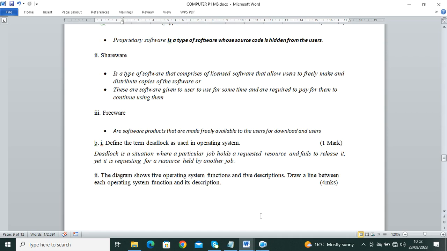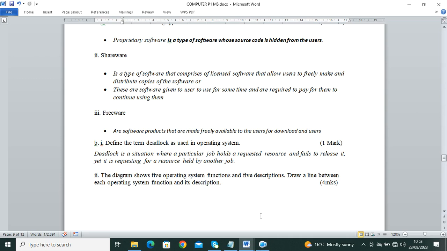But we have freeware, something like the free Avast antivirus. We have 360 security software. It's free of charge. You can use it for 1 year or even 10 years. So freeware are software products that are made freely available to the users for download and use. If you visit my website, I create software and give it for free.